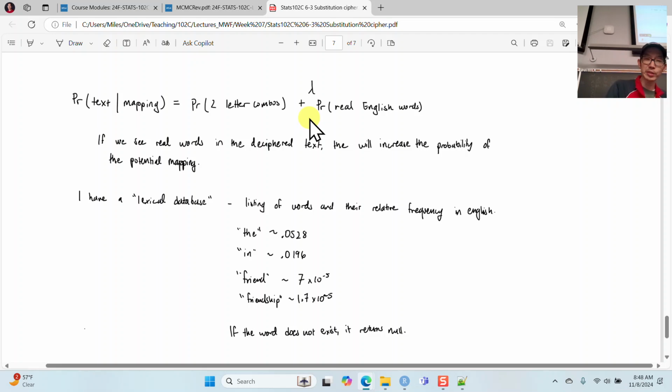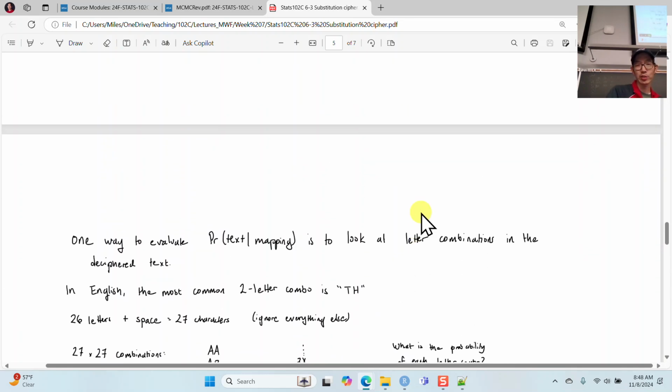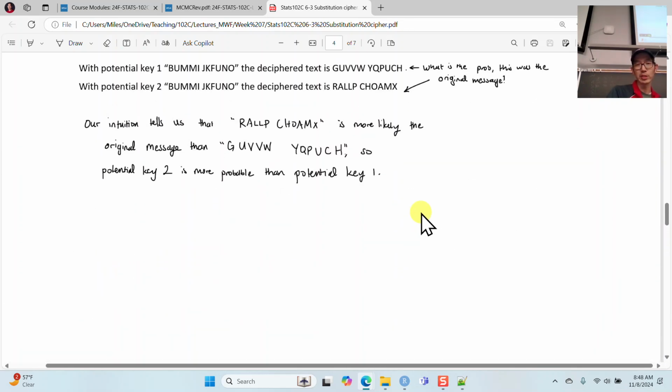We'll use this as a way to evaluate the probability of our text for different mappings, and hopefully that will align with our intuition and give us a direction for uncovering the correct mapping. So you'll have to wait a week, and we'll put it into the Metropolis algorithm to evaluate this.